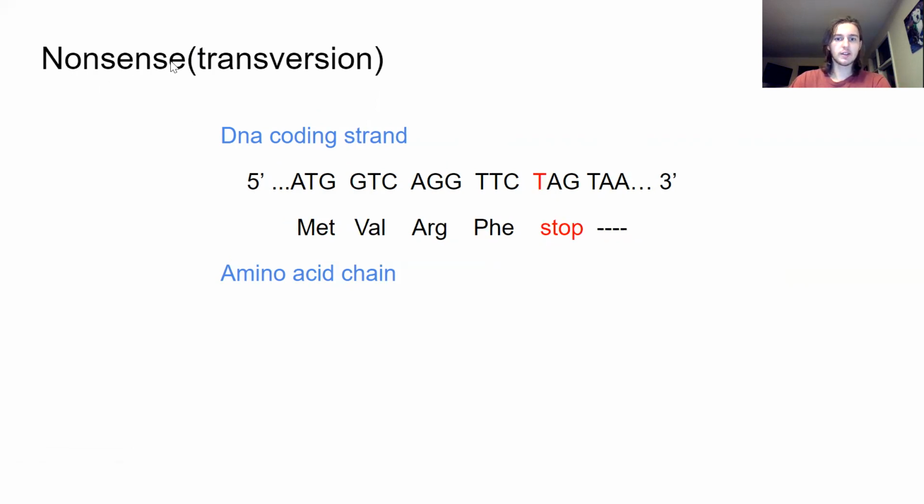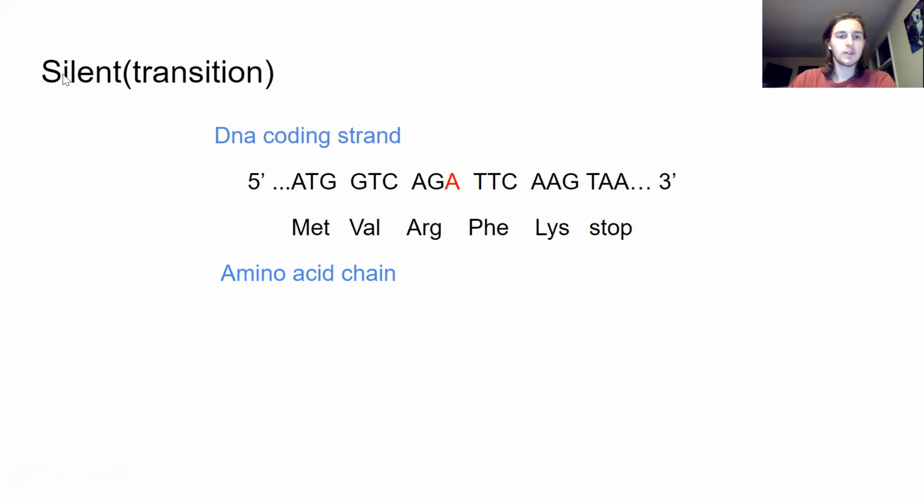The next one is nonsense, where a base pair is changed and it results in a stop codon earlier. And this makes it so that we have one less amino acid. This is also a transversion since it is a purine transformed into a pyrimidine. The next one is silent, where a base pair is changed, but it doesn't result in a different amino acid. This is a transition because it's a purine being turned into another purine.